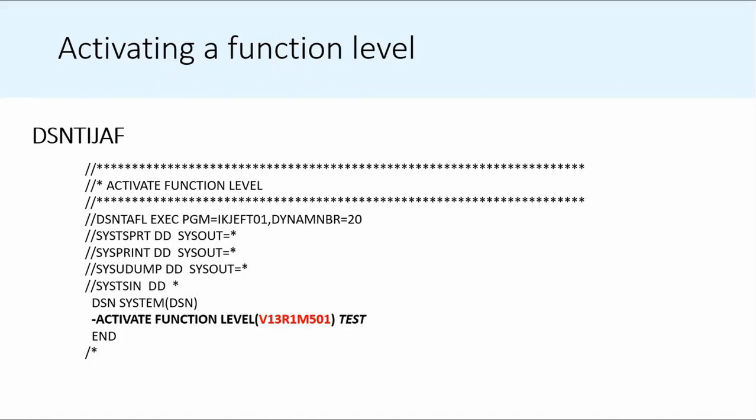or if it is not ready, it will give us all of that information, which is why we recommend testing this activate function level before you actually run it, just in case there is something that comes up that you maybe didn't recognize was there, and you can address it before you actually fully activate it.